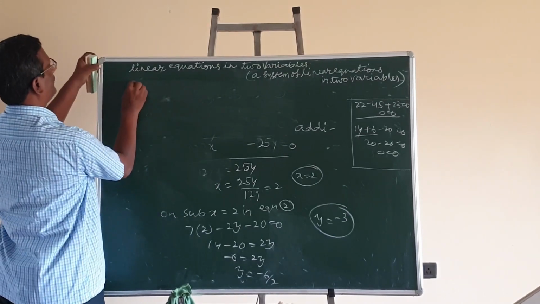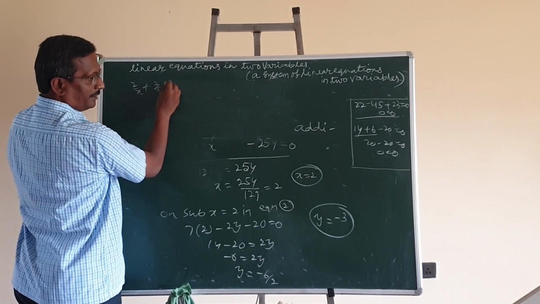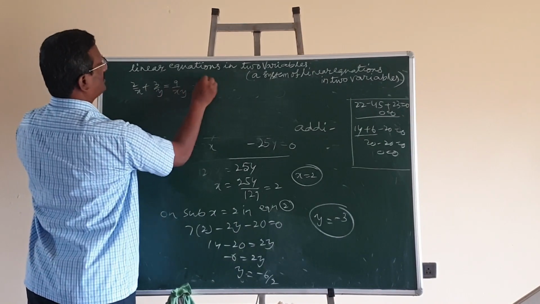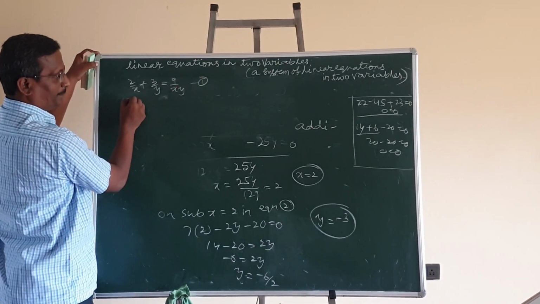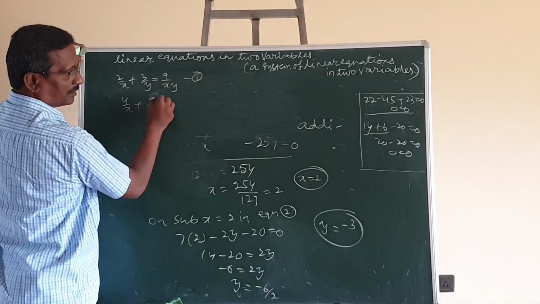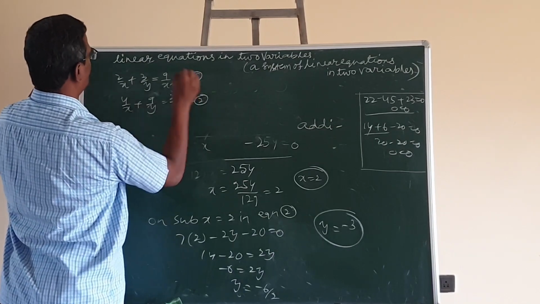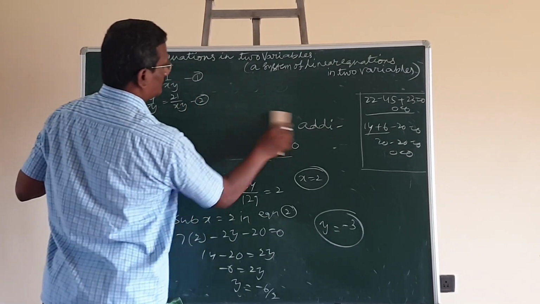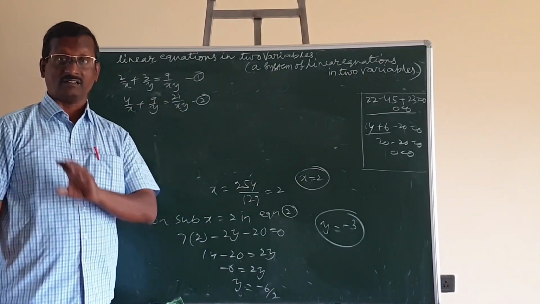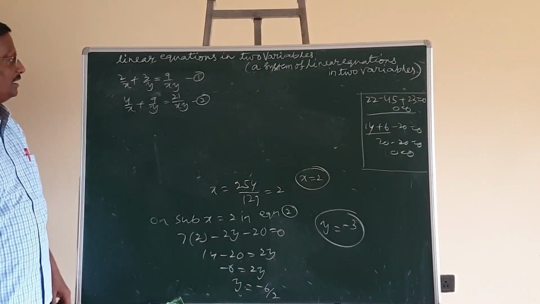2 by x plus 3 by y is equal to 9 by xy is equation 1. 4 by x plus 9 by y is equal to 21 by xy. This is equation 2. In fact, whenever there is xy, we say the equations are not linear equations, they are quadratic equations. But here let us do something.